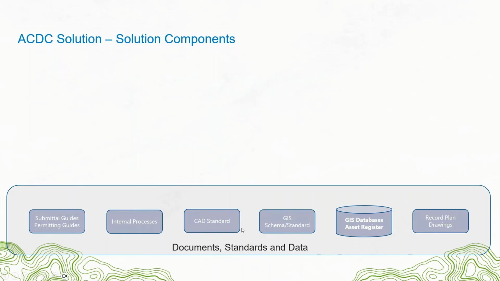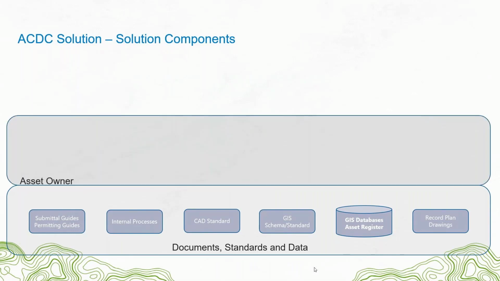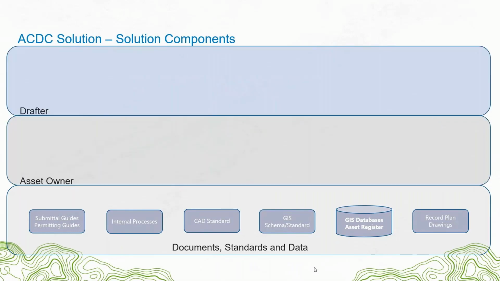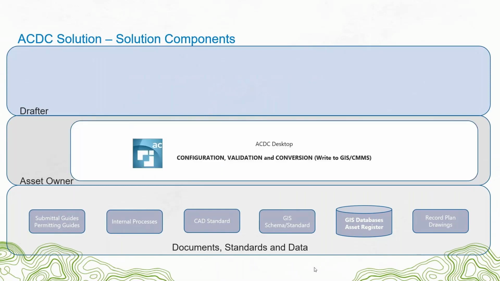They say, well, we might not have a CAD standard, and that can easily be remedied, and ACDC can certainly help with that. But there's a lot of data, internal processing guidelines, etc., that go into the base of what it is that you define as this is what we want as the asset owner. So the asset owner is somewhere in the middle, and they really control the configuration.